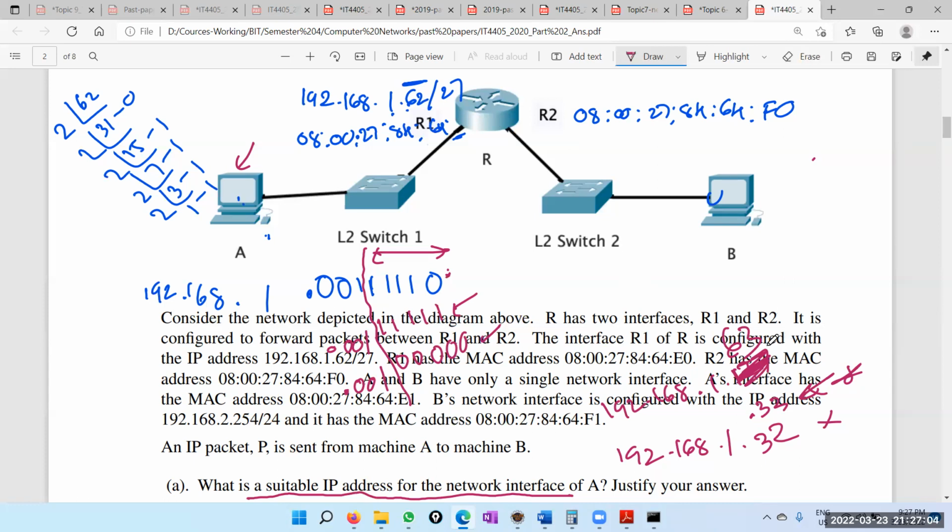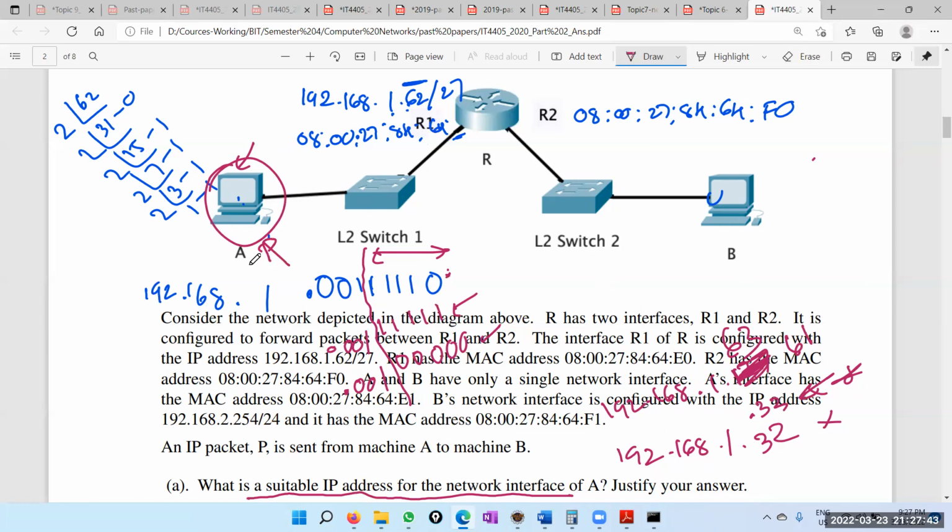So that means the highest number is 61. Right. So the lowest number is 33 because 32 is the subnet ID. The highest number is 61 because 63 is the broadcast ID, 62 is already assigned, and therefore the next ID is 61. So any number between 192.168.133 to 61 can be assigned to this. Okay.